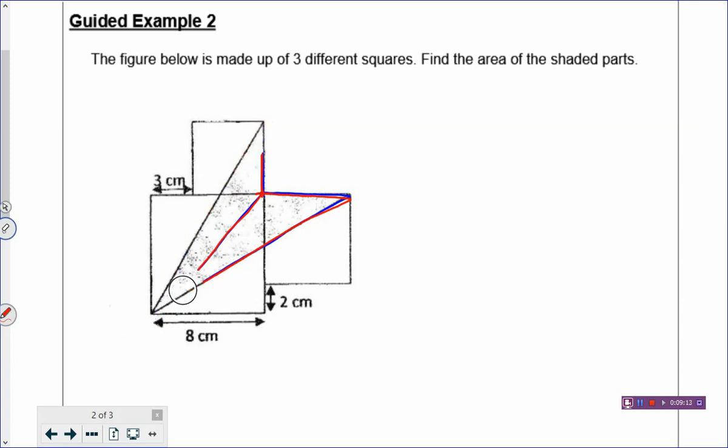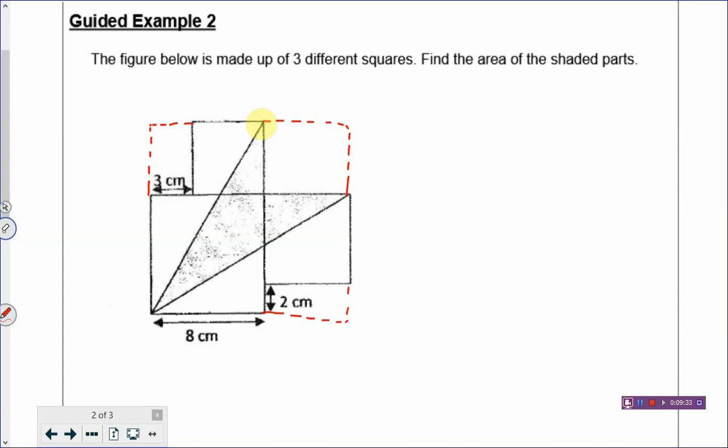But is there a faster way without having to find the base and height? Now, there is a faster way. You create a nice figure, like a rectangle. Then what do you do?